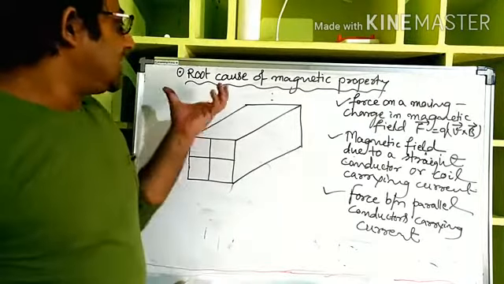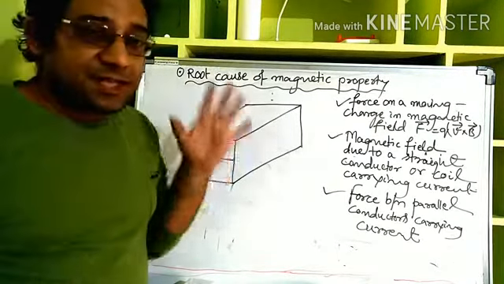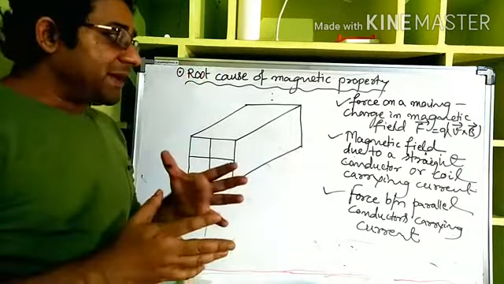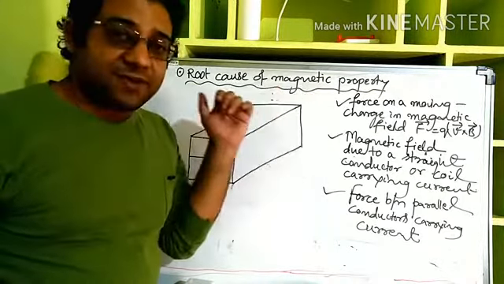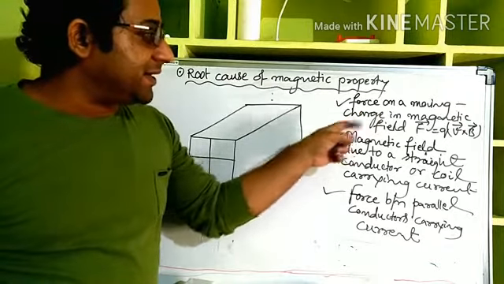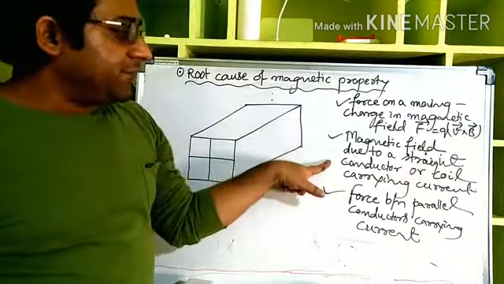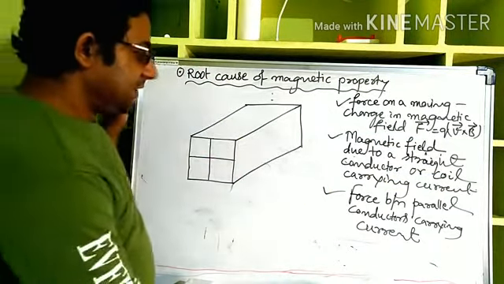Hello friends, the concept we are going to discuss is the root cause of a magnetic property, and that also we'll understand without any mathematics. For that we'll take help of a few concepts which we have learned already. One concept is force on a moving charge in a magnetic field, which is F = qV × B. Then, the magnetic field due to a straight conductor or coil carrying current.